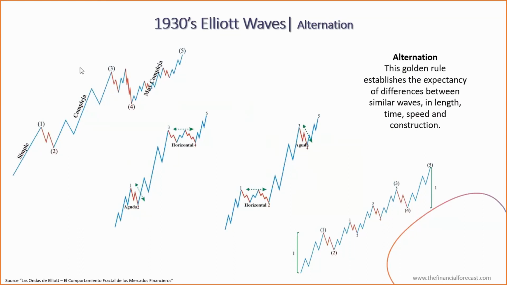If the prior two were simple and complex, probably we have more chances to see the last wave as more complex. That's when we see very choppy and overlapped waves, and that tends to happen in the fifth position. But this also happens with corrections. If we have a sharp correction the first time, probably the next correction is not going to be sharp.